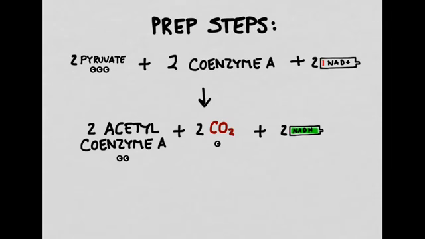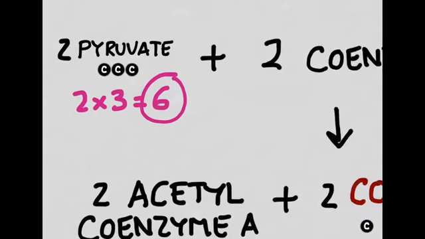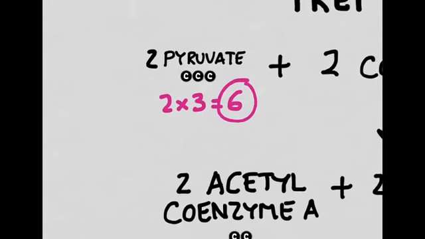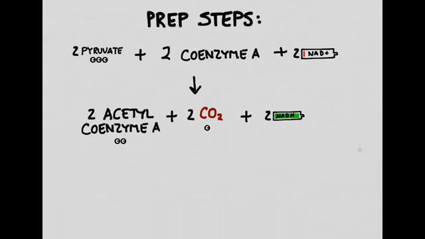So we haven't lost any carbons during this process. In the first place, with pyruvate, we had 2 sets of 3 carbons, and then when we rearranged them, we had 2 sets of 2 and 2 sets of 1, again for a total of 6. We've also now discovered where some of the carbon dioxide comes from during aerobic respiration. We'll be making more later on, but here is where part of it comes from.